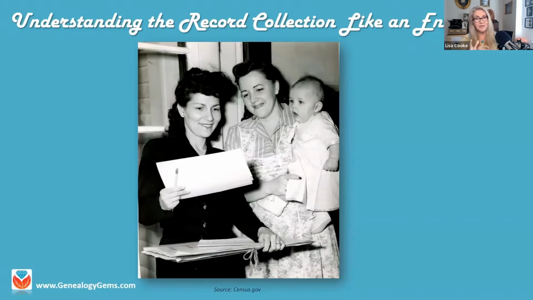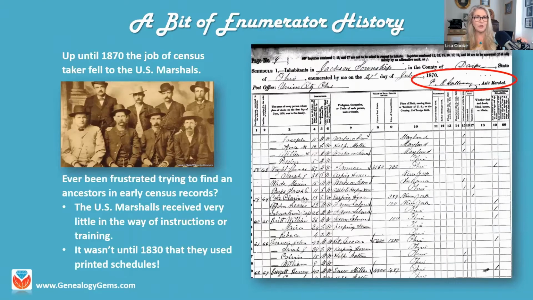Okay, so we were talking about the enumerators and the importance of the EDs. Let's really understand this collection just like an enumerator would. And I just had to share with you a little bit of the enumerator history because I think it's so interesting. Up until about 1870, did you know that the job of the enumerator fell to the U.S. Marshals? And if you look closely at those old census records up in the right-hand corner, you'll see on this one, for example, in Ohio, it was the assistant marshal. That was actually printed on the form, and he signed it. Callaway signed it.